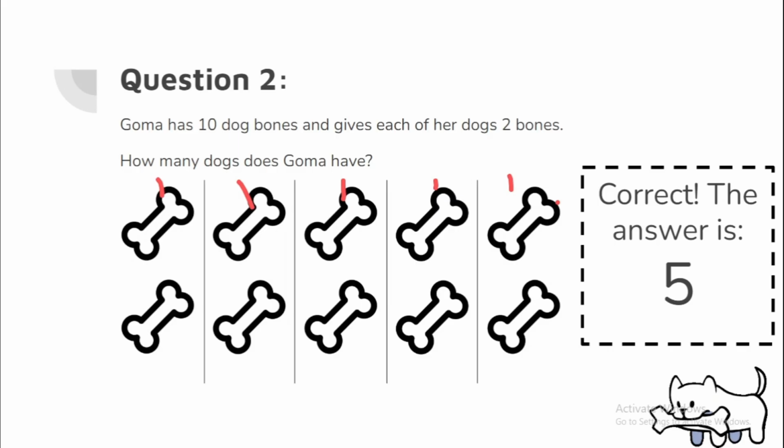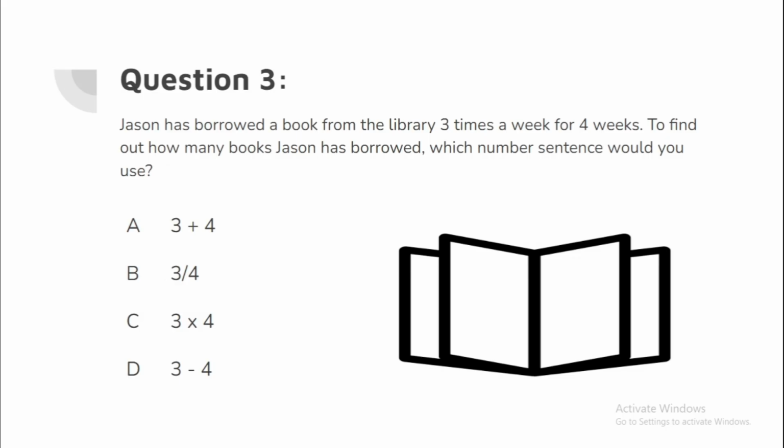If you didn't get that, try and learn division. I'm not good at explaining division. Division's like the harder one. And multiplication. Question 3. Jason has borrowed a book from the library 3 times a week.